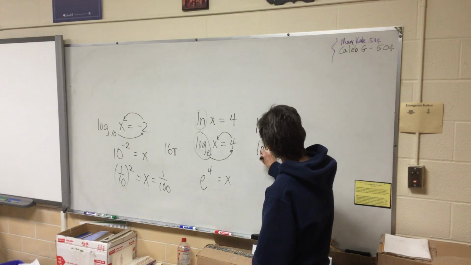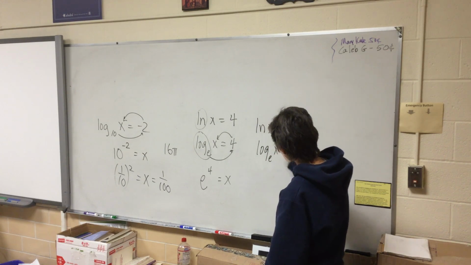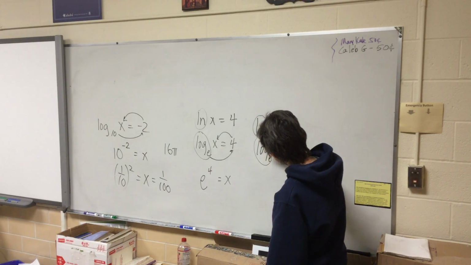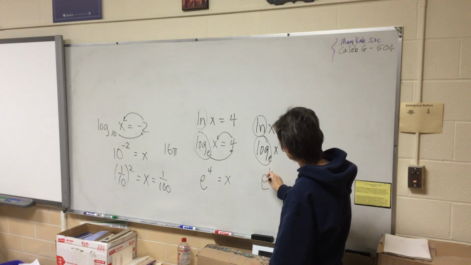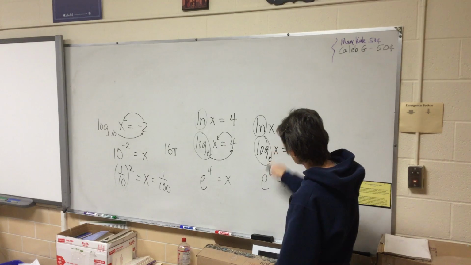So we've got a log base E. Again, remember, ln is log base E. Everything else stays the same. And then we loop-de-loo. E to the 6th equals x.